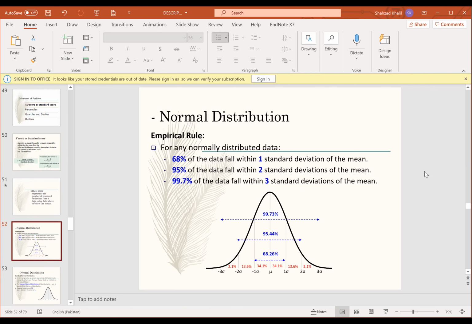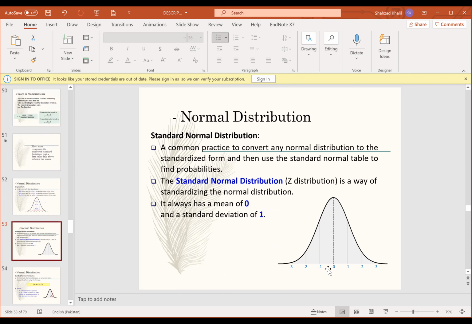As we see in the normal distribution, by the empirical rule, for any normally distributed data, 68% of the data will fall within one standard deviation of the mean, 95% of data fall within two standard deviations of the mean, and 99.7% of data fall within three standard deviations of the mean. You can see this: the mean, then one standard deviation, 2 and 3, and the data falls in these, divided into right and left, positive and negative.